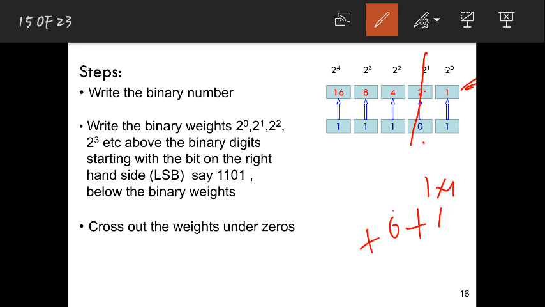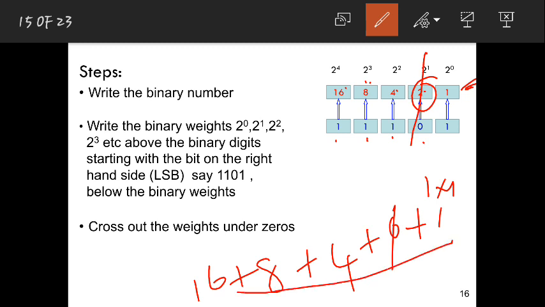So instead he did not take that, because 0 into whatever this value is, you will always get 0. So he did not consider this itself. Next, 1 into 2 power 2 means 4. So 1 into 4 you will get as 4. Plus 1 into 8, you will get 8. This 1 into 16 is 16. Is that fine? So if you add all these, you will get the number that you want.